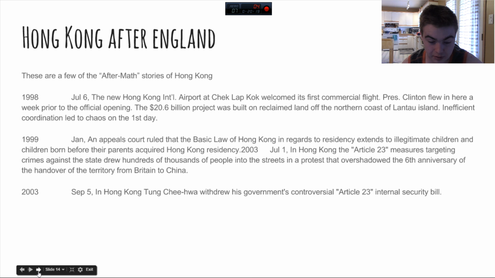September 5th, 2003, in Hong Kong, Tung Chee-hwa withdrew his government's controversial Article 23 internal security bill. So he just took it out and was like, yeah, no, that's not going to happen.